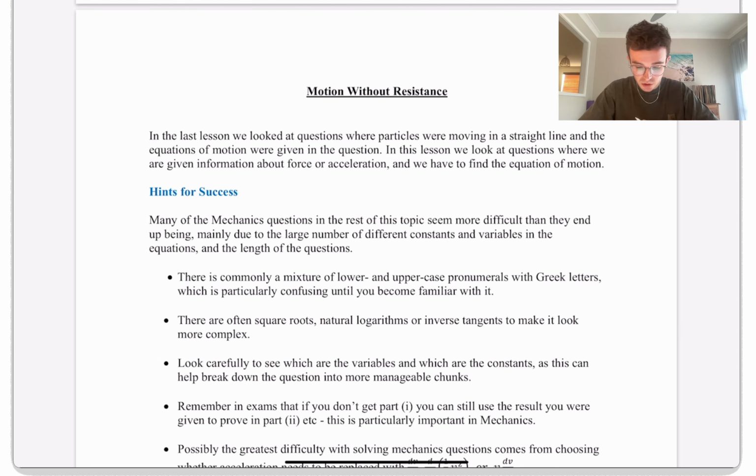Alright, we're going to continue with our work on motion, and we're going to look today at motion without resistance. In the last lesson we looked at motion of particles moving in a straight line, and the equations of motion were given in the question. In this lesson we're going to look at questions where information is given about force or acceleration, and we have to find the equation of motion.